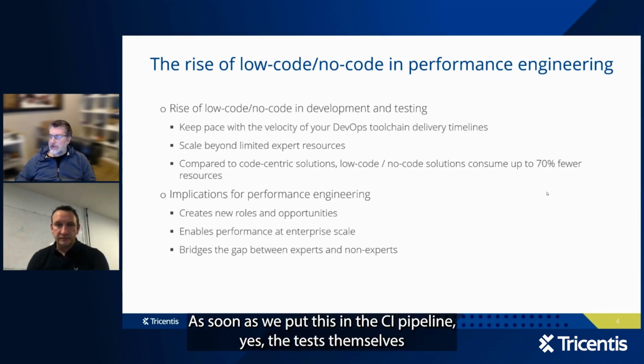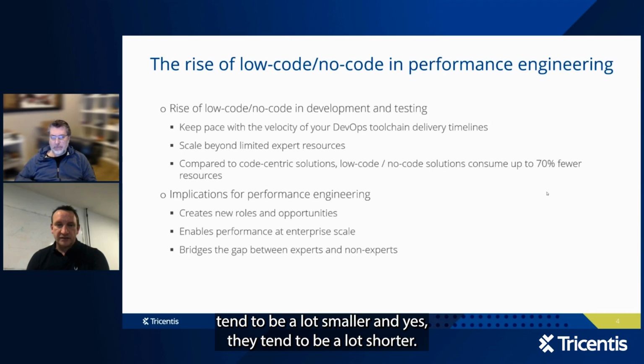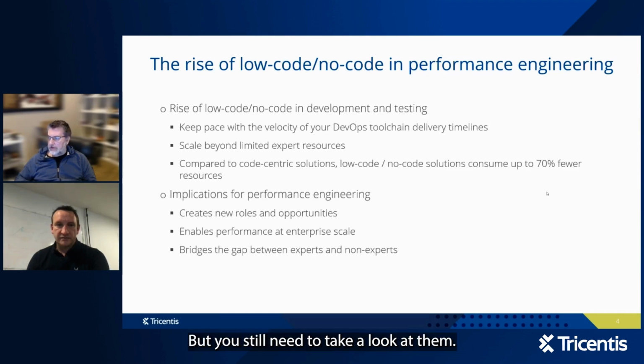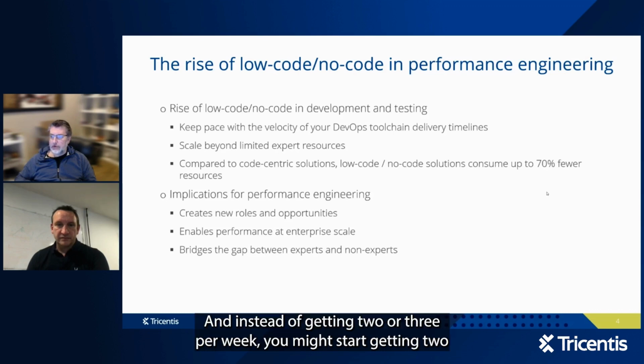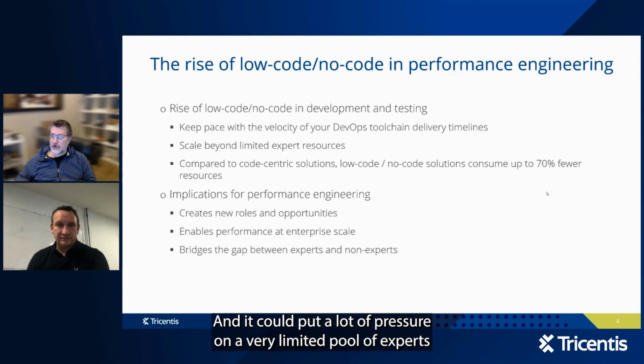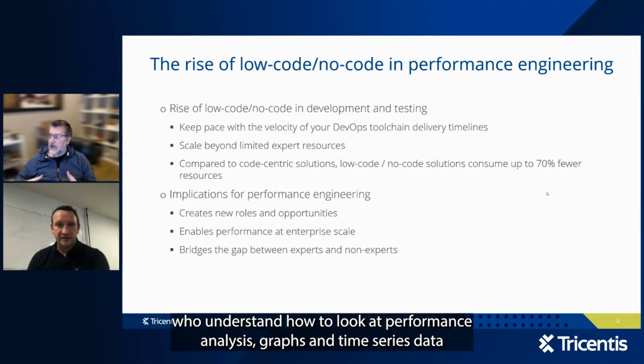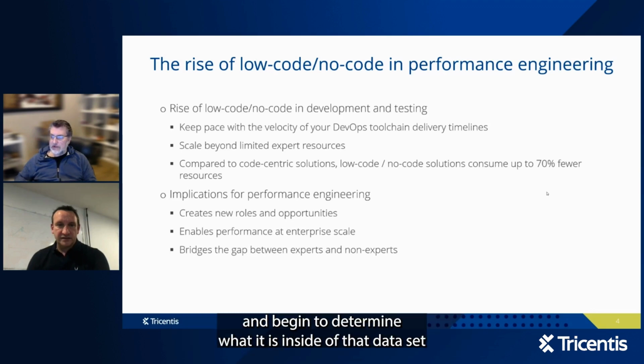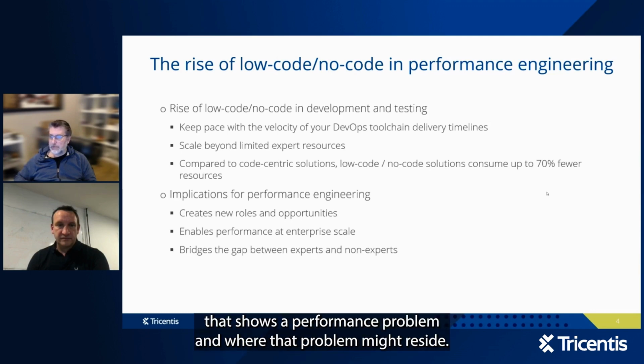As soon as we put this in the CI pipeline, yes, the tests themselves tend to be a lot smaller, and yes, they tend to be a lot shorter, but you still need to take a look at them. And instead of getting 2 or 3 per week, you might start getting 2 or 3 per hour, or even more than that, to analyze. And it can put a lot of pressure on a very limited pool of experts who understand how to look at performance analysis graphs and time series data and begin to determine what it is inside of that data set that shows a performance problem and where that problem might reside.